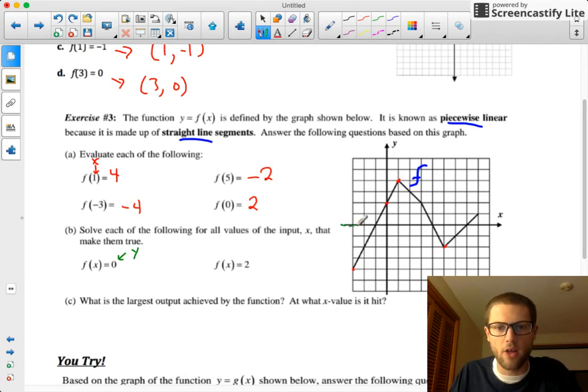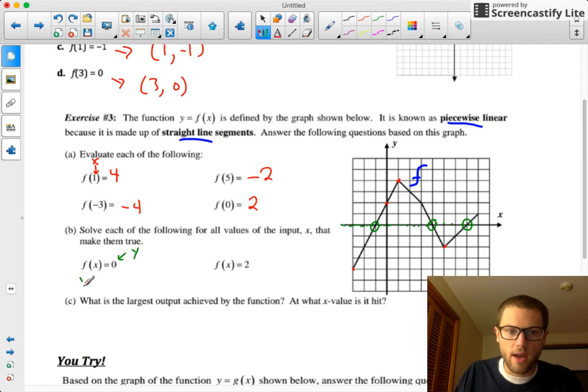I'm going to follow my output, which are my y values, and I'm going to see when my y value is going to equal 0. So I see at this point, and at this point, and at this point, I have a y value of 0. If I were to grab each one of these coordinates, that y value is 0 for each of these. So that means that I have multiple inputs that produce this given output.